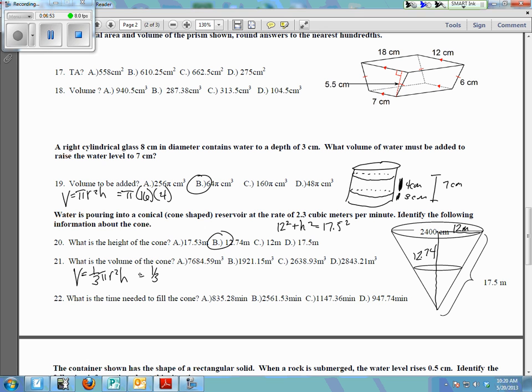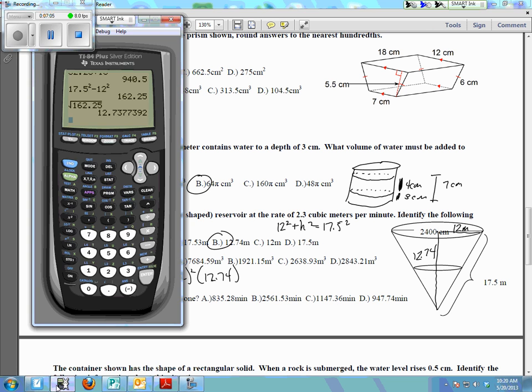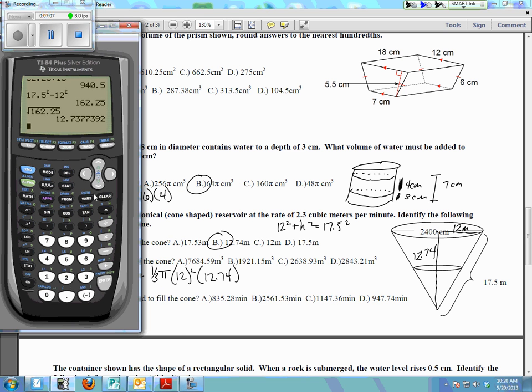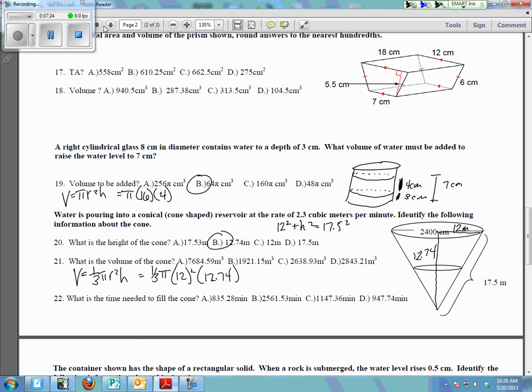So I go 1/3 times pi. R, we said, was 12. We'll square it, and h, we just found to be 12.74. So take our calculator, multiply all that stuff out. We got 1/3 times pi times 12 squared, which is 144, and times 12.74, and we get 1921, which is option B.